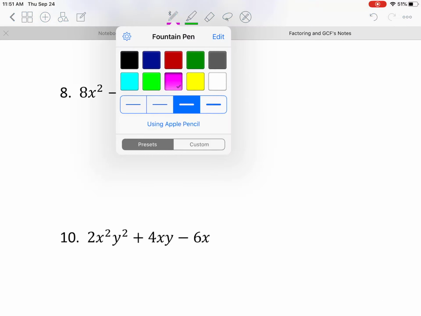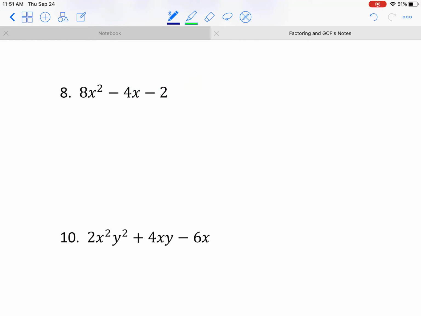Let's look at number 8. What's the GCF here? What's the biggest number that goes into 8, 4, and 2? Definitely 2. Now what about x's? Well, there's 2 x's in the first term, 1 here, so you might be tempted to say x to the first in the GCF. However, if you look at the third term, there aren't any x's here. If all of the terms don't have an x, you're not going to be able to factor out an x from all of the terms. So that means our GCF here is just going to be the 2.